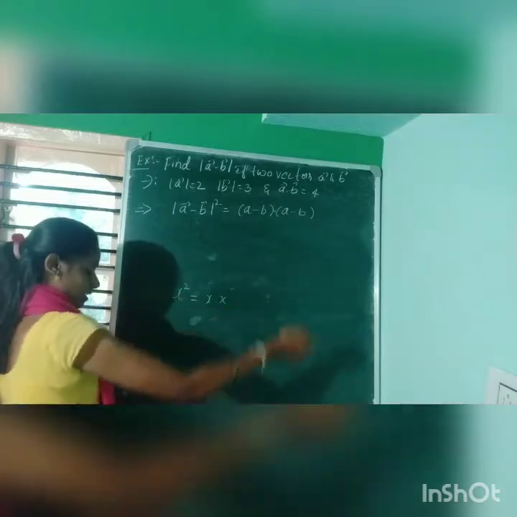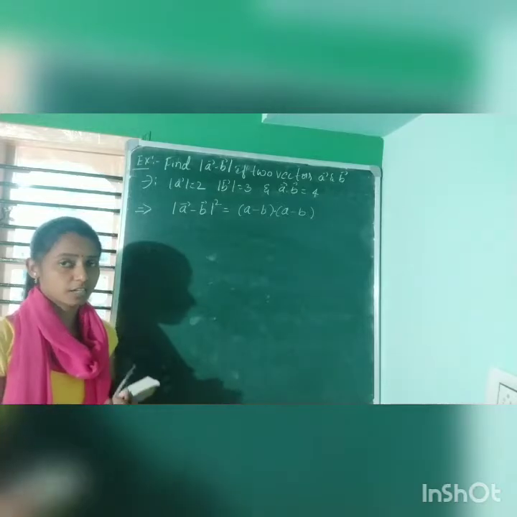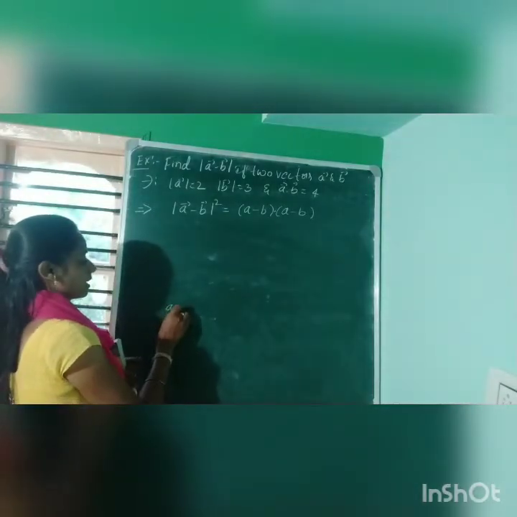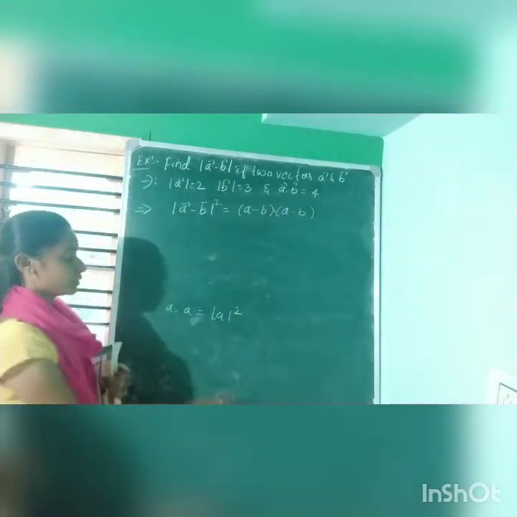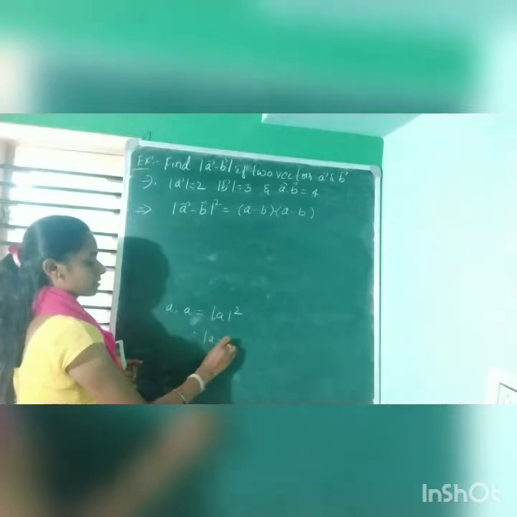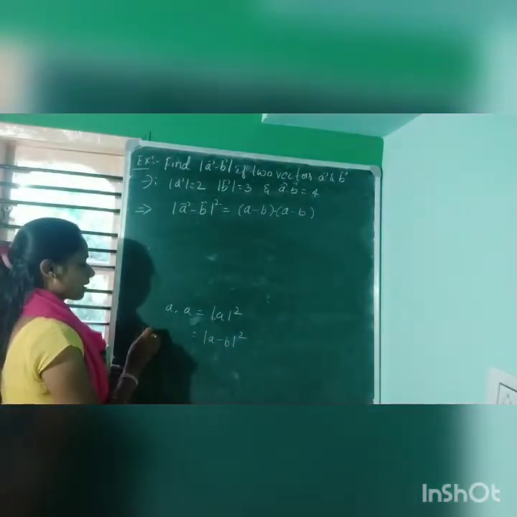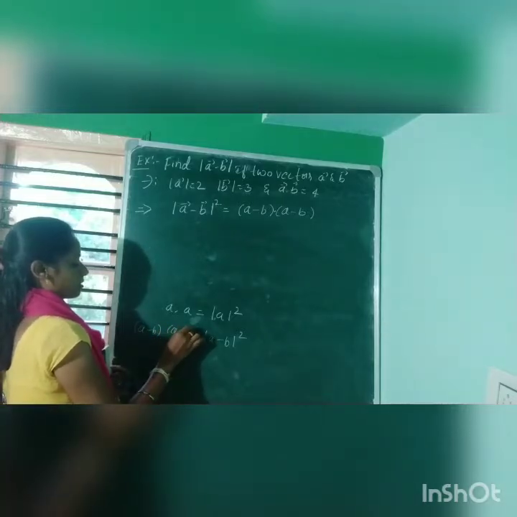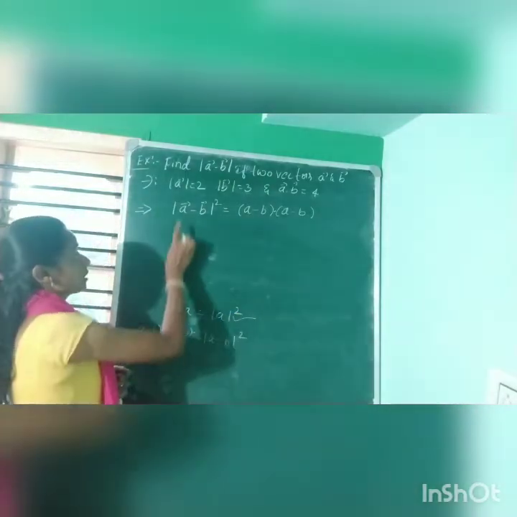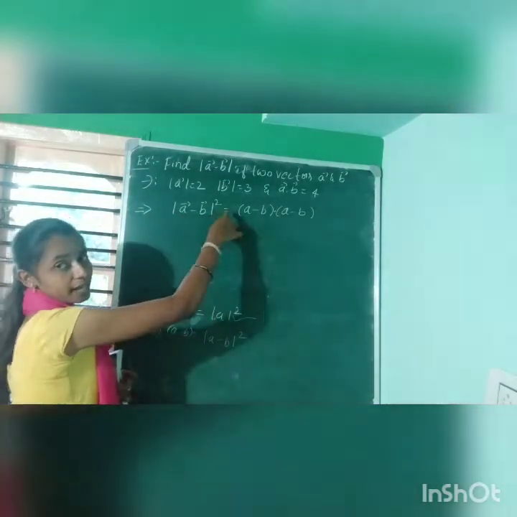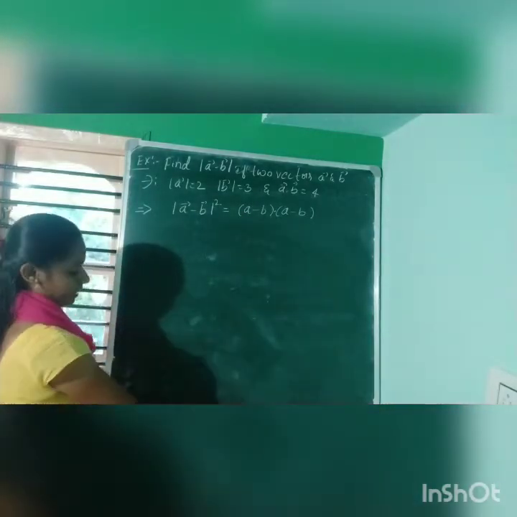So this is an observation. In an observation, we have that A dot A can be written as magnitude of A whole square. So instead of this A, here we have A minus B. If I write it, the magnitude of that whole square can be written as A minus B into A minus B. Is it clear? With the help of this condition, I can write magnitude of A minus B whole square as A minus B dot A minus B.